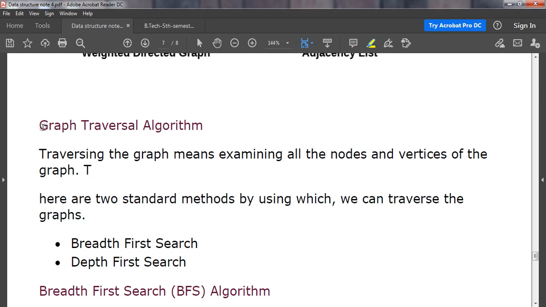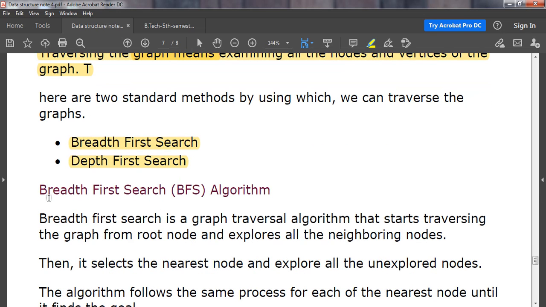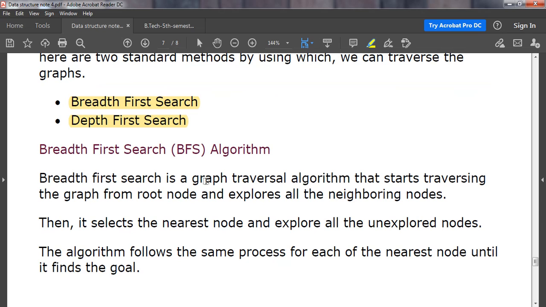Now, what is a graph traversal algorithm? The graph traversal algorithm basically means examining all the nodes and vertices. So, what are the ways by which we can see all the vertices and nodes? There are two methods available. One is the breadth first search, and one is the depth first search. In the breadth first search algorithm, we start from the root node, and then we explore all the neighboring nodes.